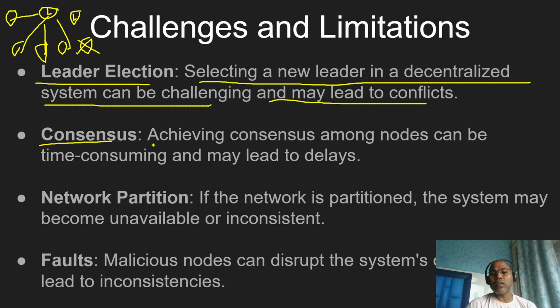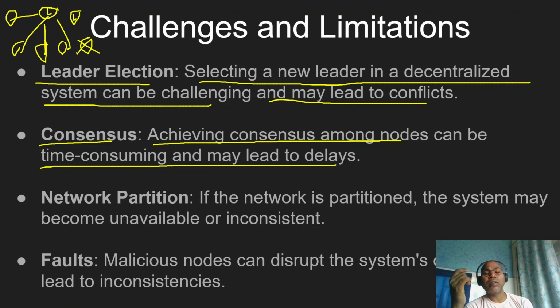Achieving consensus among the nodes can be time consuming and may lead to delay. Whenever you apply a consensus algorithm, the algorithm takes some time to process and decide under lots of attributes. So it is time consuming, and that might give some delay in your leader selection process.